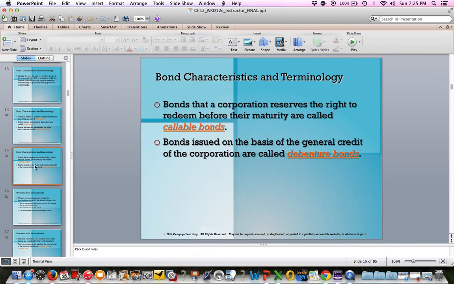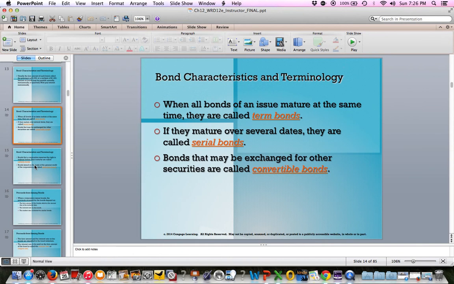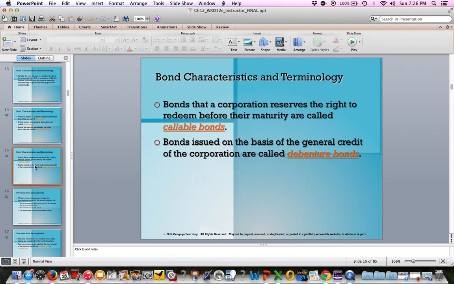Bonds that a corporation reserves the right to redeem before maturity are called callable bonds. Basically, the corporation says we can call the bonds back at a certain price, and you have to sell them back to us at that price. Bonds issued on the basis of the general credit of the corporation are called debenture bonds. So basically, they're only backed by the name of the company and no specific asset. So there's lots of terminology in these two screens. Just be aware that terminology will definitely be coming up on a test or a quiz.